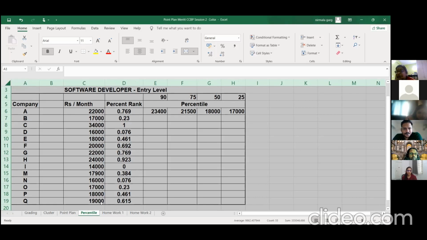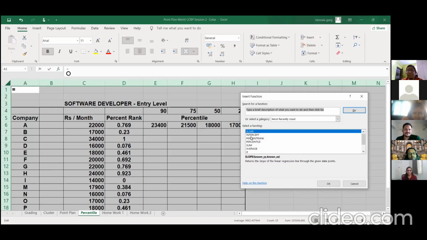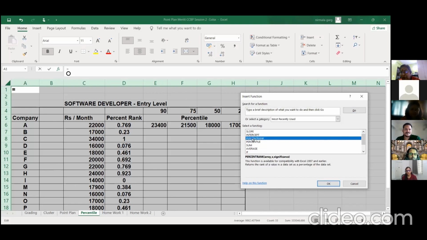Excel comes in handy. What will I do now? First of all, I want to analyze this data to find out at what percentile it is. Go to Data, then percent rank. Then I say okay.